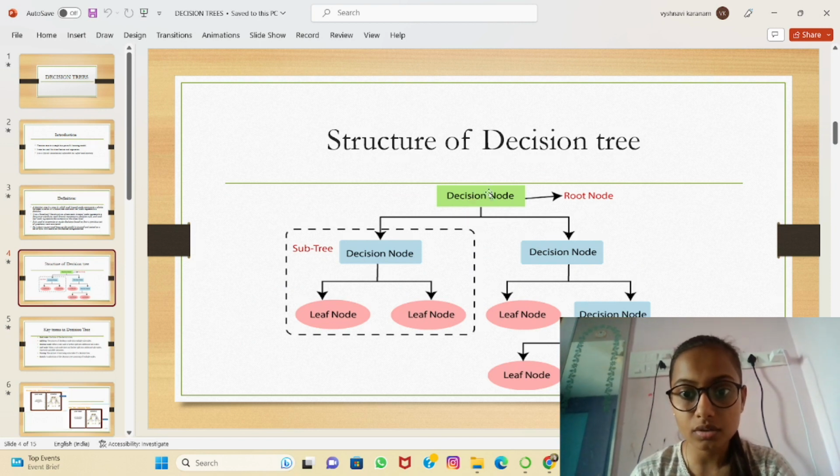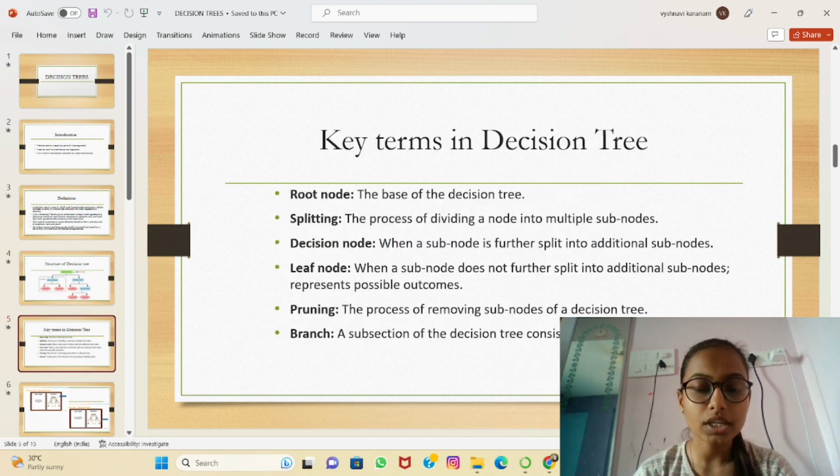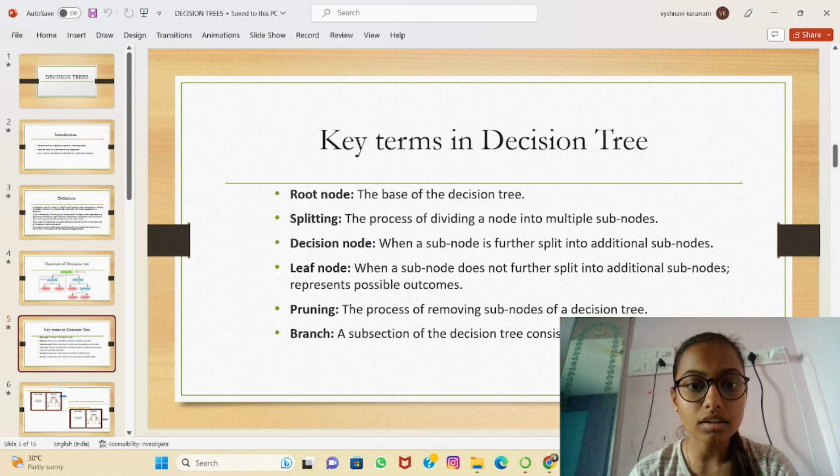As I said, the root node will be the decision node, and the subtrees will be decision node subtrees, and the leaf node will be the answer we will be getting. So the key terms in a decision tree are root node, splitting, decision node, leaf node, pruning, and branching. These are the basic terms that we should have knowledge about before learning about decision trees.